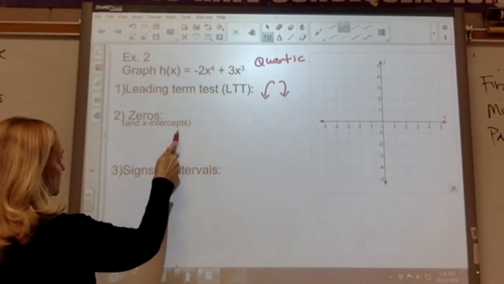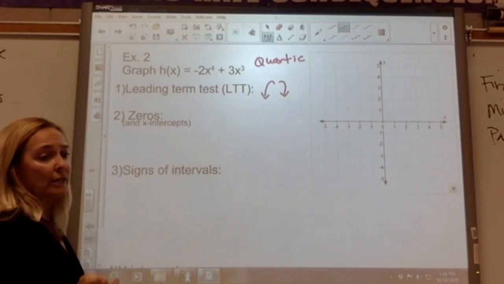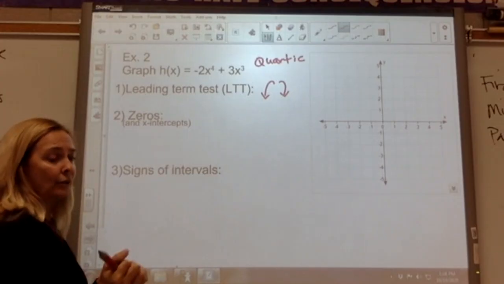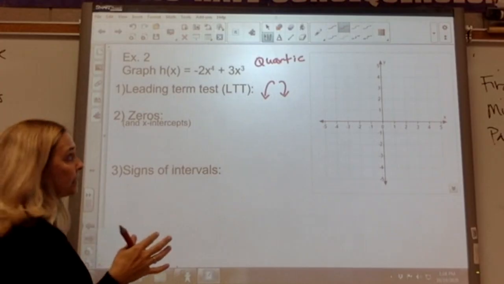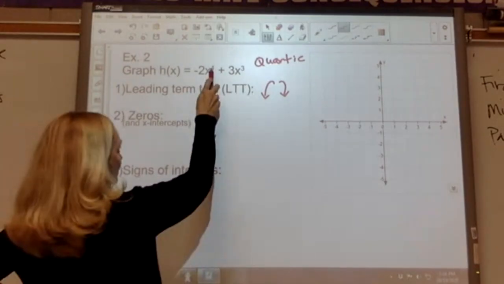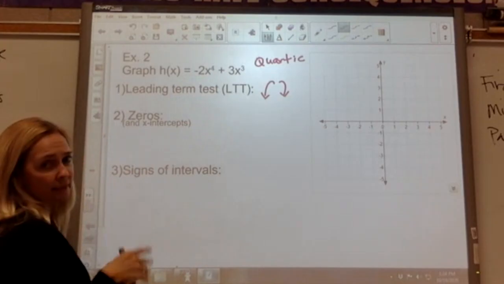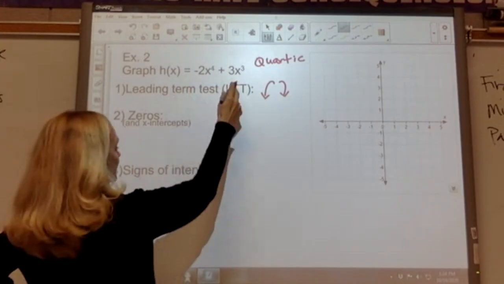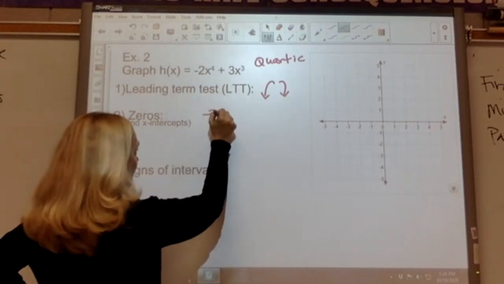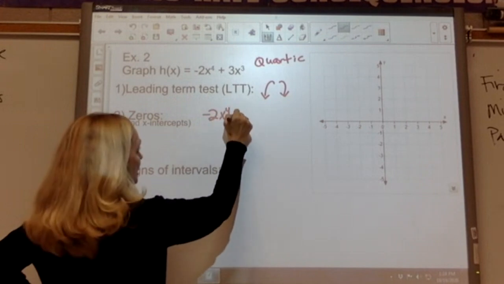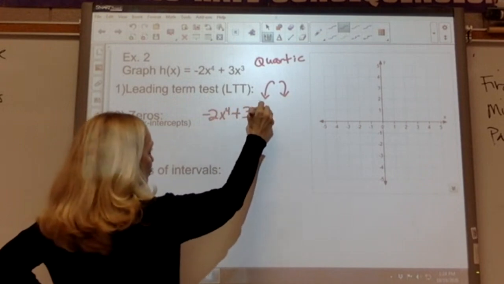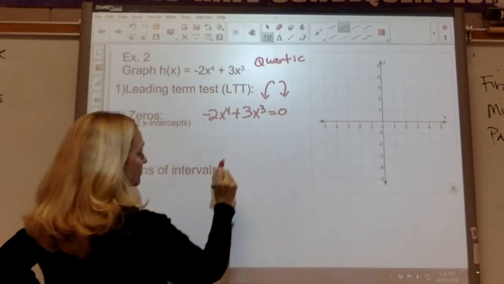All right, then we're going to find the zeros, or the x-intercepts. Now we can do this by putting it in the graphing calculator. We can put it in the Casio. Actually, we can't do this one in Casio because it's degree 4. So what we're actually going to do, this one factors pretty easily, and that's how we're going to do it. So I'm going to take this, negative 2x to the 4th plus 3x cubed, set this equal to 0.